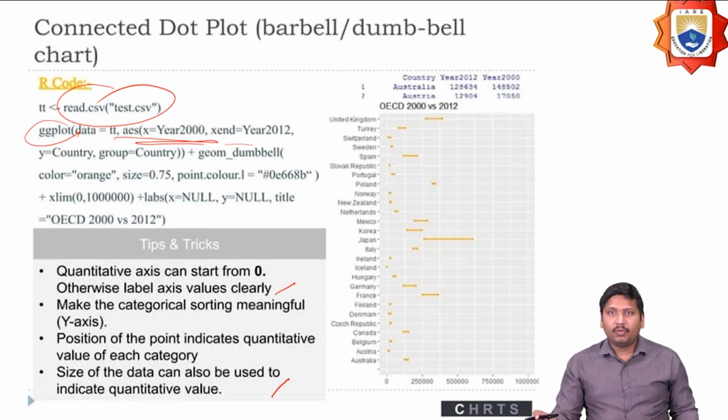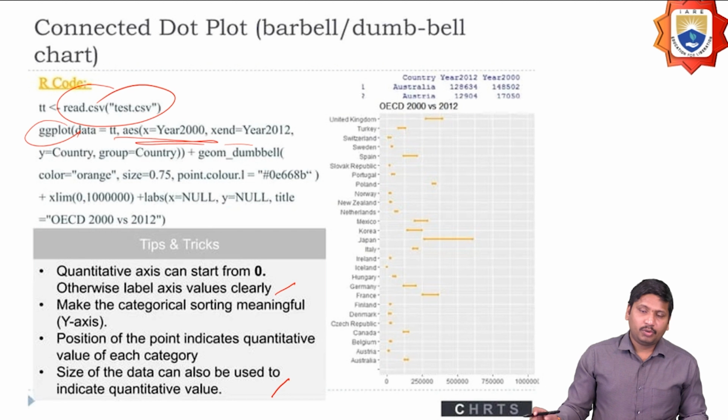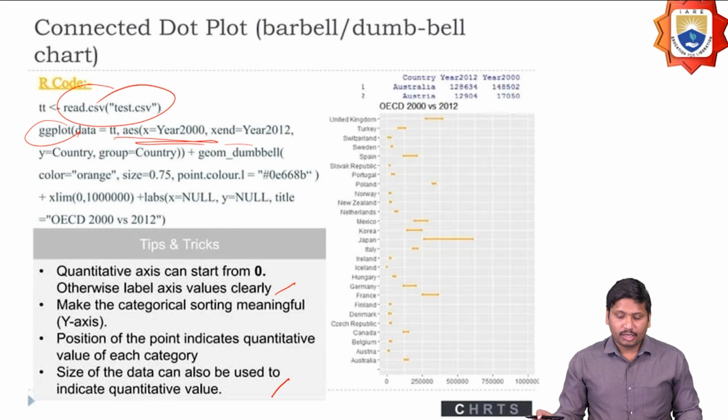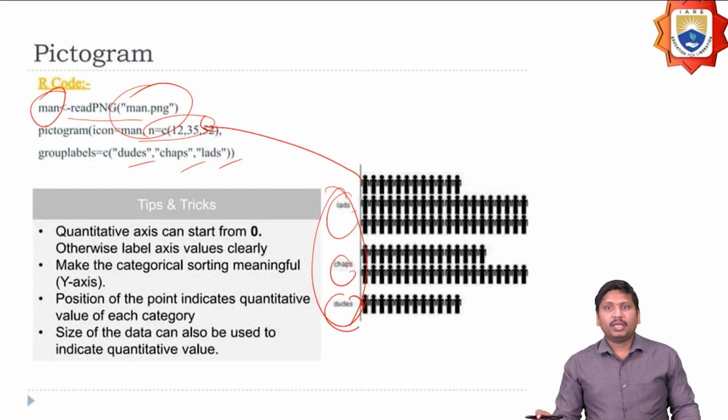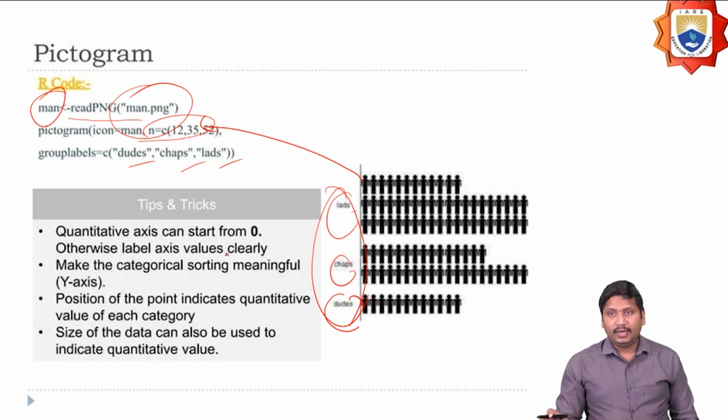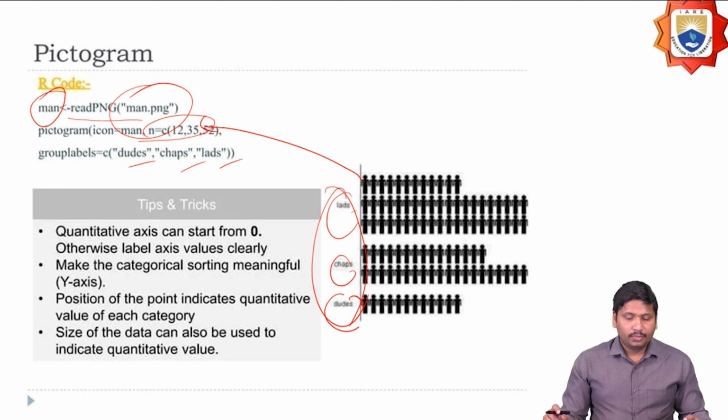Connected dot plot is the thing you can represent with R code. In a similar fashion, you can read the Excel data and make use of ggplot. You can construct the connected plot by giving the x-axis and y-axis values. Pictogram is the thing where you can incorporate readPNG, that should be man PNG, and pictograms like icon man. So group variables, dots, charts. Like this, you can incorporate some of the pictograms of your choice.